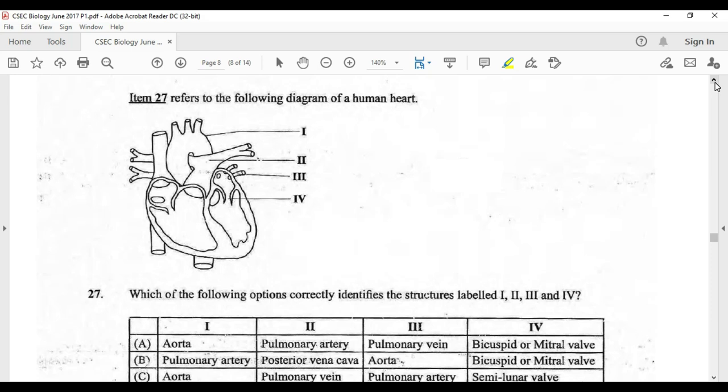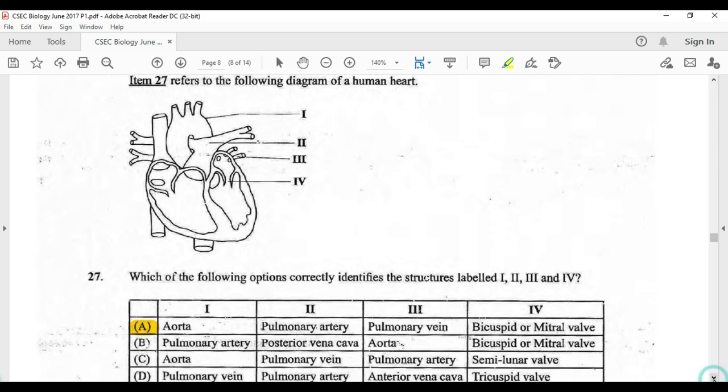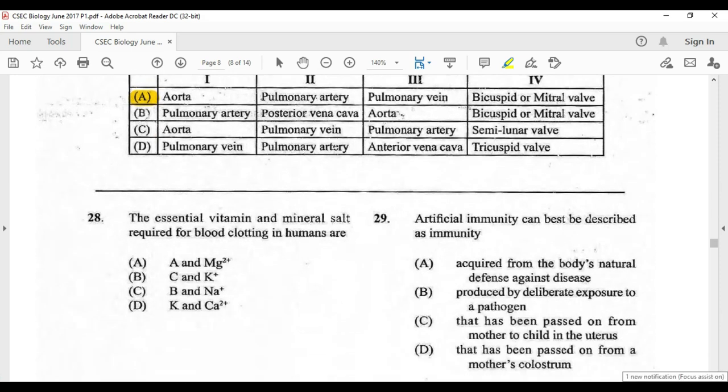All right, so we would have known our diagram of the heart, and of course that blood vessel, that arch there at the top of the heart, is of course the aorta. And then coming from that right side, there's going to be the pulmonary artery carrying deoxygenated blood to the lungs. And then we're going to have the pulmonary vein taking back that blood to the heart. It's now oxygenated. And we have for four there, the bicuspid, or one might say the mitral valve. So A is of course going to be the answer for this. There's no other way you could look at this. If you see the answer here for the diagram and you read the question properly, you're going to be fine.